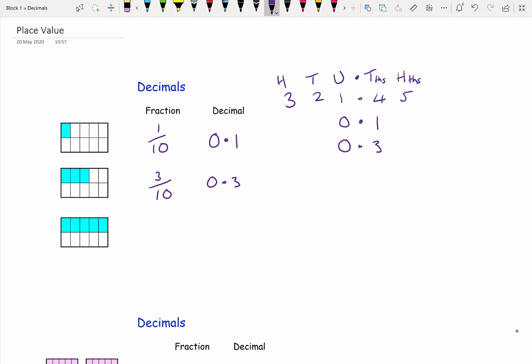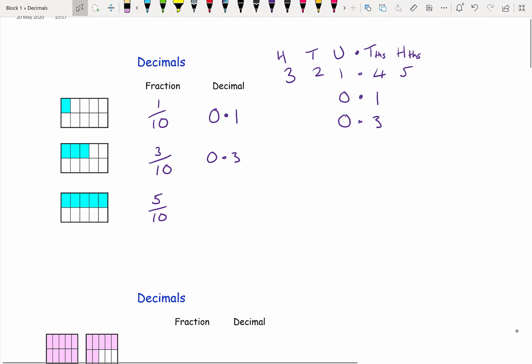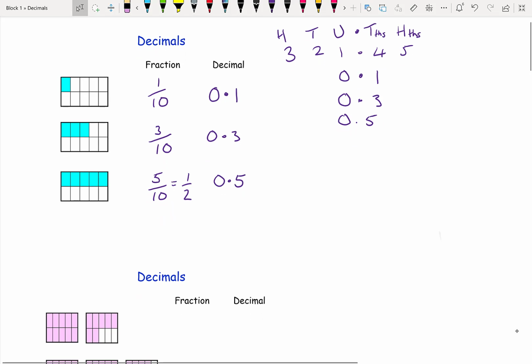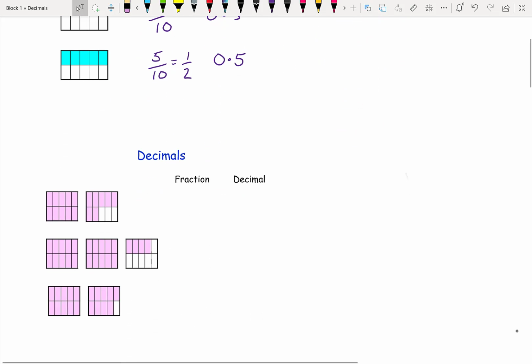Next one, third example then, I've got 5 of them coloured in out of 10. And if we're a little bit quicker with our fractions, we could also have spotted that was the same as 1/2, but for the sake of changing it to a decimal, we're going to still think of it as 5/10. So it becomes 0.5 over there.